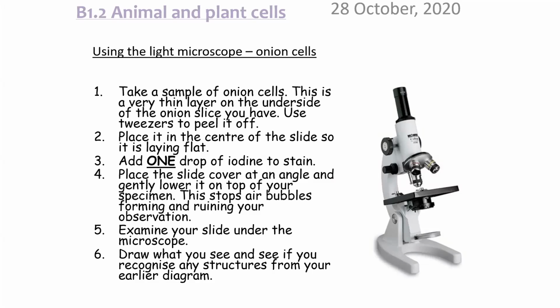So you took your sample of onion cells, a very thin layer on the underside of the onion slice. Use tweezers to pull it off, like the skin bit of the onion. Place it in the centre so it's lying flat. Add 1 drop of iodine to stain it with a strong colour. Place a slide cover at an angle and gently lower it on top of the specimen. This stops air bubbles forming. Examine your slide under the microscope. You'll do this in class, but we're going to look at the results in a minute.